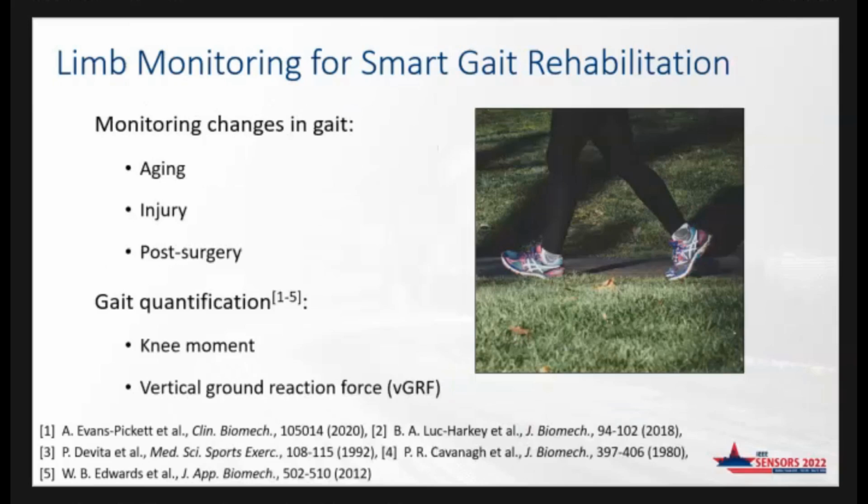Two major ways that that's currently done are through knee moment, which is basically the force at which you kick your knee forward during walking, and also the vertical ground reaction force, or VGRF, which is essentially the vertical component of your step force whenever you push down, landing on that limb, or pushing off on the next step.